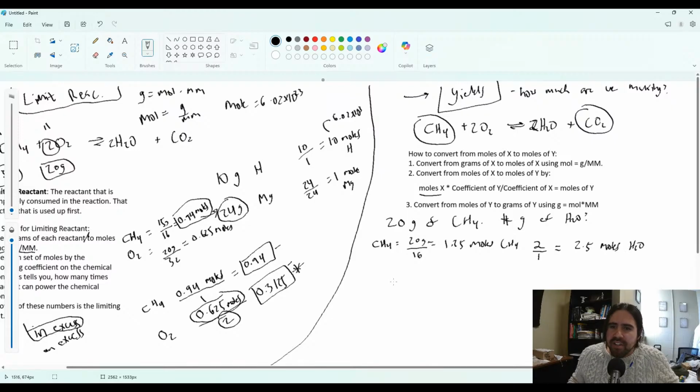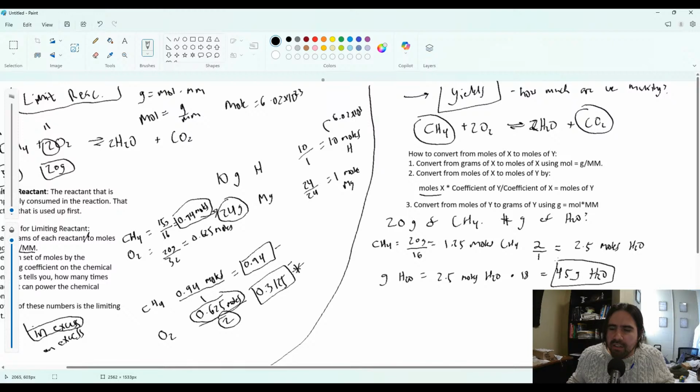Now, the last step is to convert from moles of Y to grams of Y using, again, this equation. So grams of H2O would be 2.5 moles of H2O times the mass of H2O. And if you use the periodic table to figure this out, oxygen is 16 and there's 2 hydrogens, each of which is 1, so that'd be 18. So that means overall, 2.5 times 18 equals 45. So that means at the end of this, I'll have 45 grams of H2O.